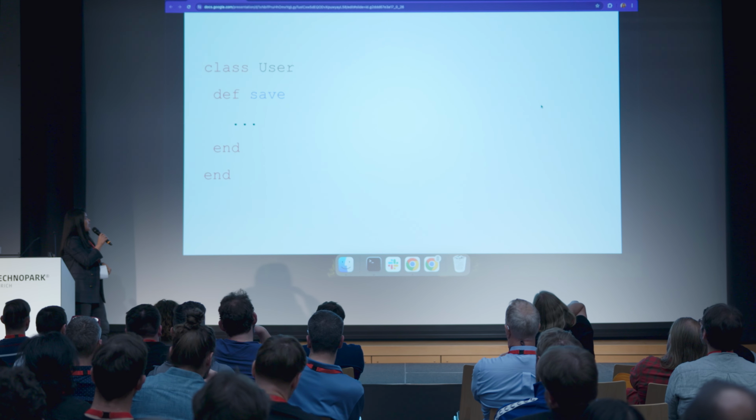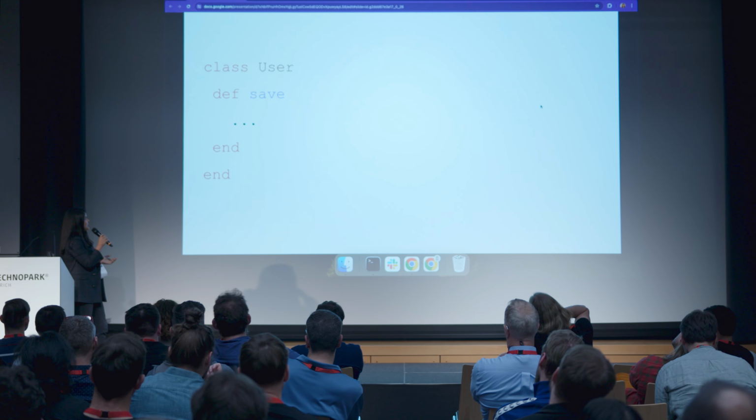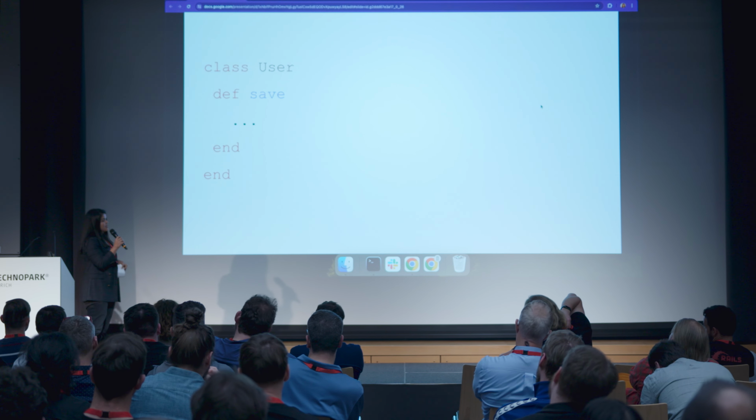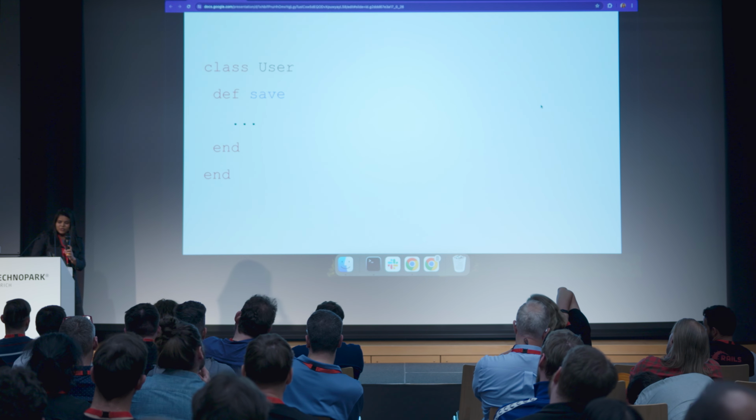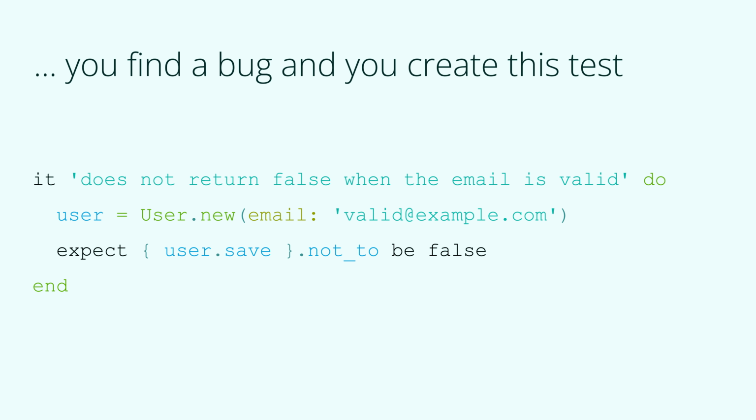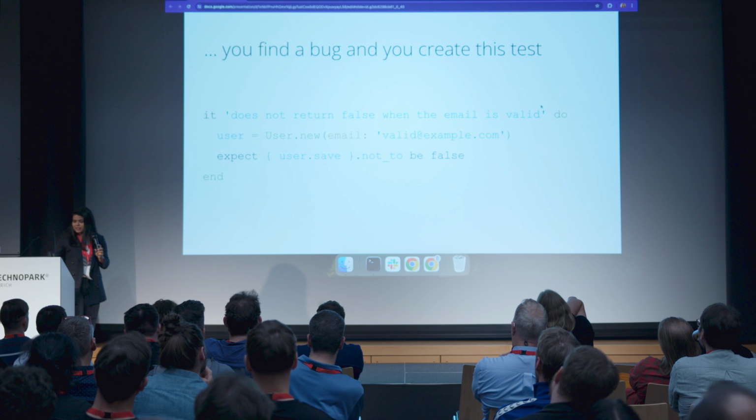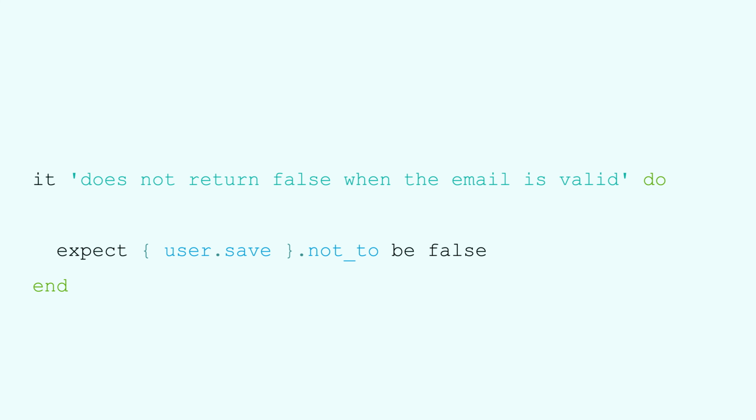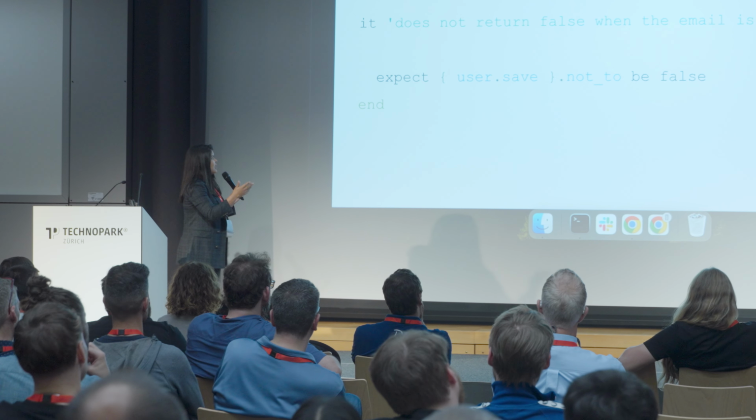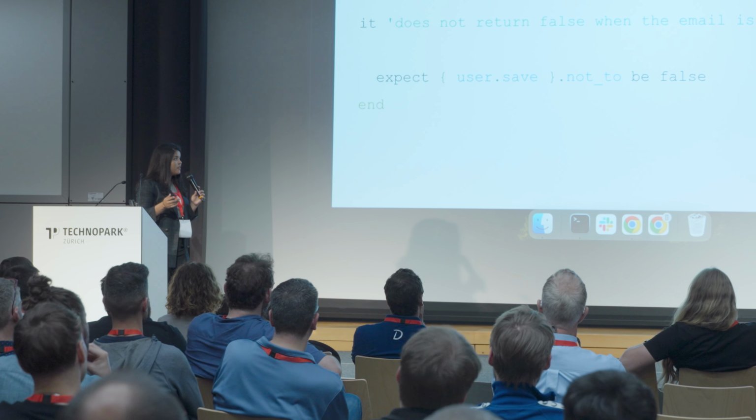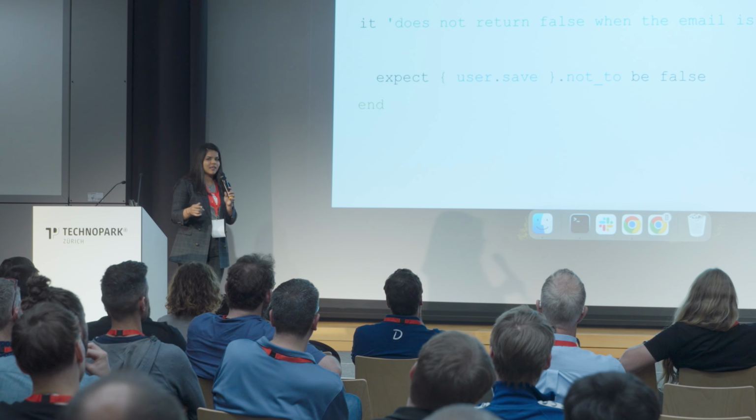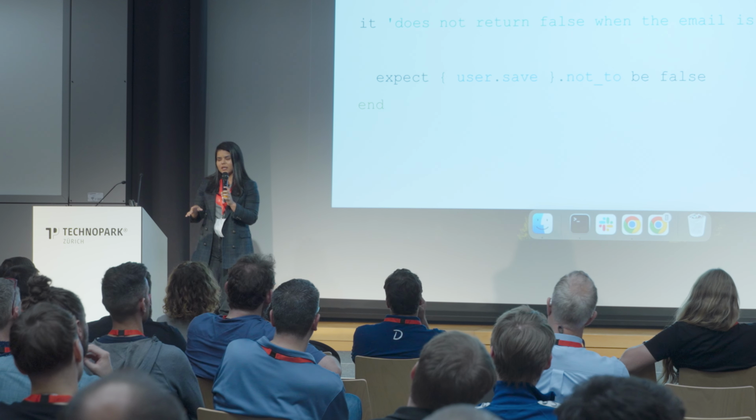So let's say you have a class User, which implements the method save, and you find out that there is a bug with it. And you create this test to try to reproduce it. And you start out just stating the obvious, that you don't want it to return false when the email is valid, for instance. So you write that, expect user.save not to be false, which is fine at first, like you're just trying to fix the bug as soon as possible.